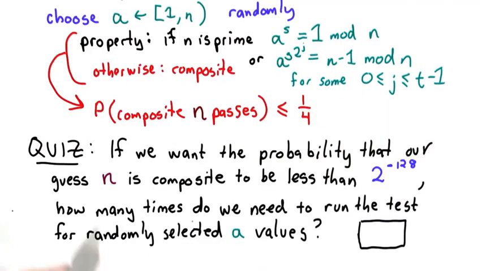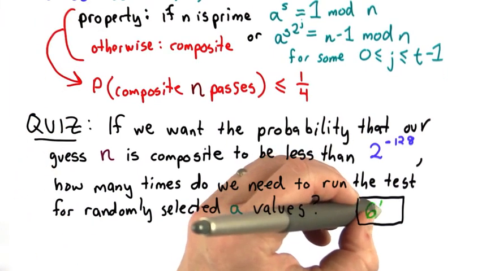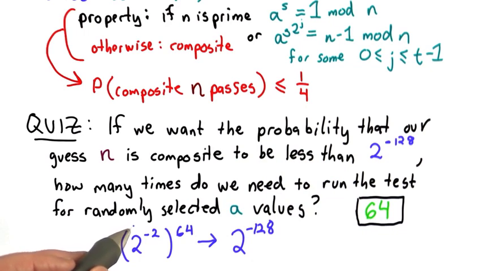So now for a quiz. If we want the probability that our guess n is composite to be less than 2 to the negative 128, how many times should we run the test, each time picking a different randomly selected a value? The answer is 64. Each trial, the probability is 1/4. So we need 64 trials, each independent, to have the probability reach 2 to the negative 128.